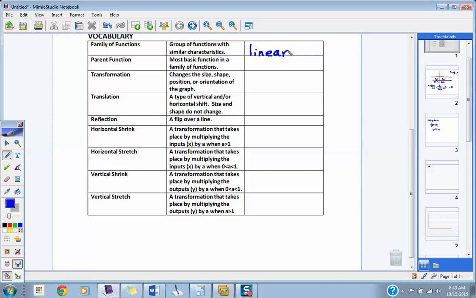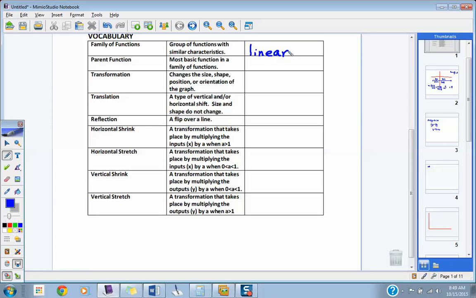Okay, so jot that down in there. Everything that we look at as a family of functions today is going to be considered linear. Any lines you have, you're going to have it there. Now, you're going to hear this thing called a parent function. All right? Parent function. And a parent function basically is the most basic function in a family of functions.